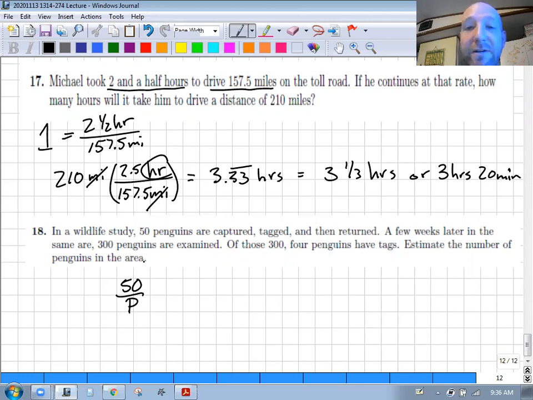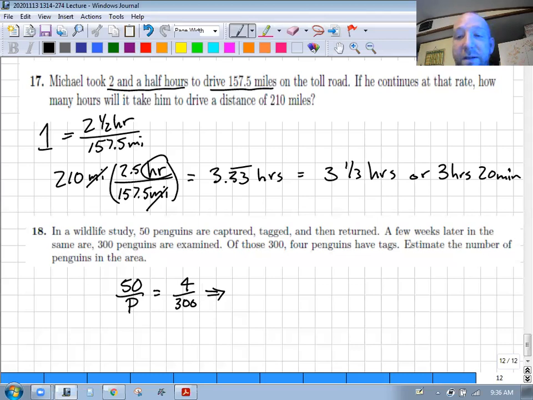So 50 of them out of the whole population are tagged. Then a few weeks later, they catch 300 and find that 4 are tagged. So they know 4 out of 300 are tagged in the area. Originally, they knew 50 out of all of them were tagged, because they caught 50 of them and tagged every single one. So 4 out of 300 is to 50 out of the population.